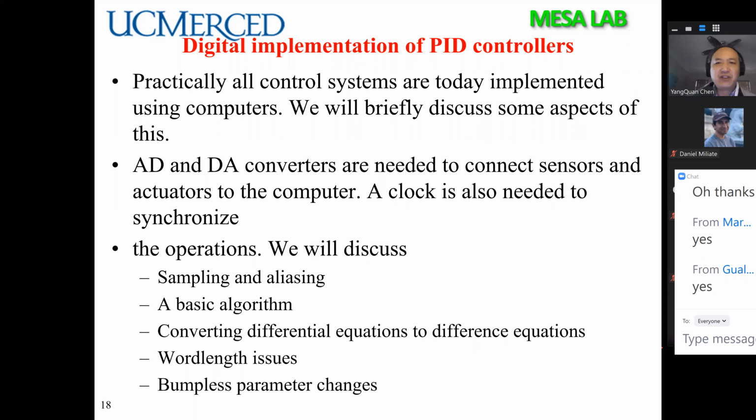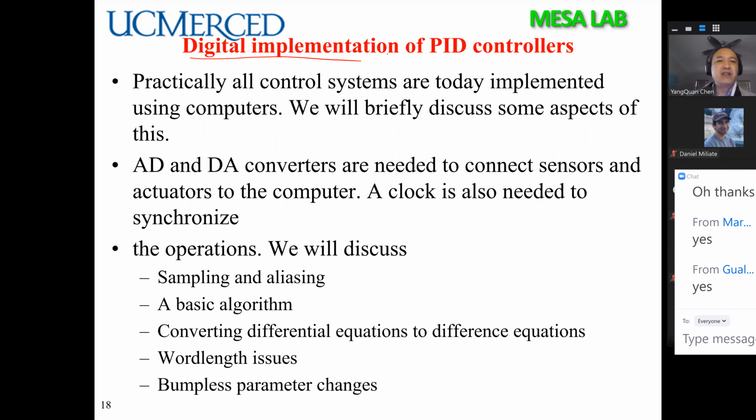So how to digitally implement this one? Today I probably will not go through this with you. We are going to learn digital control, and we are going to revisit this part. So we'll quickly go through.